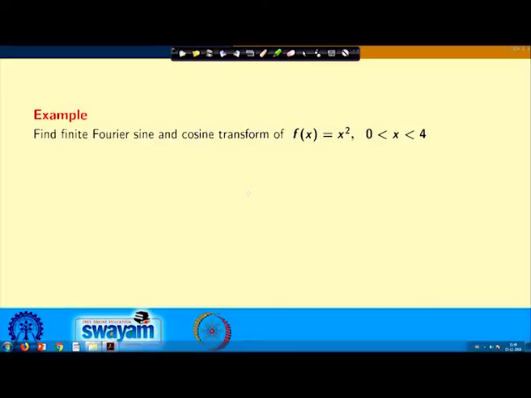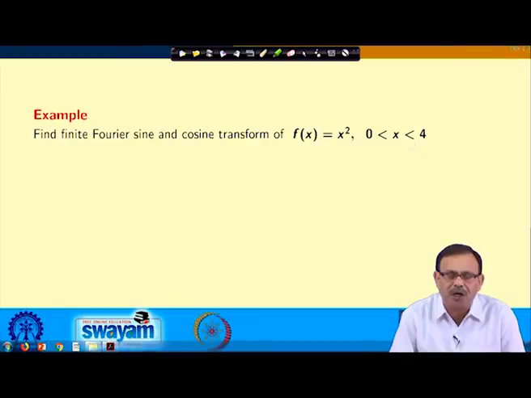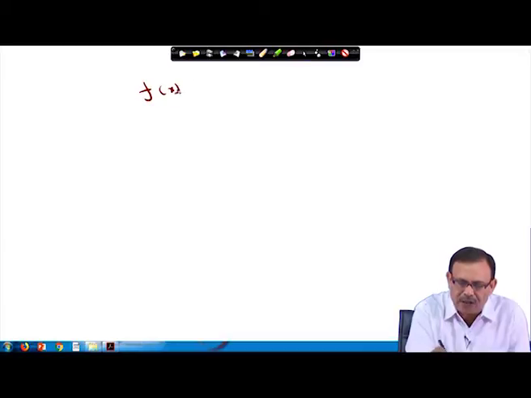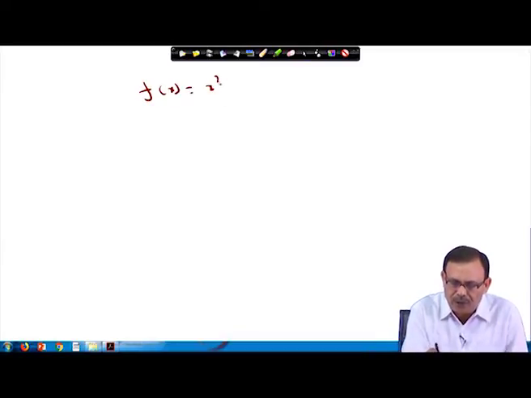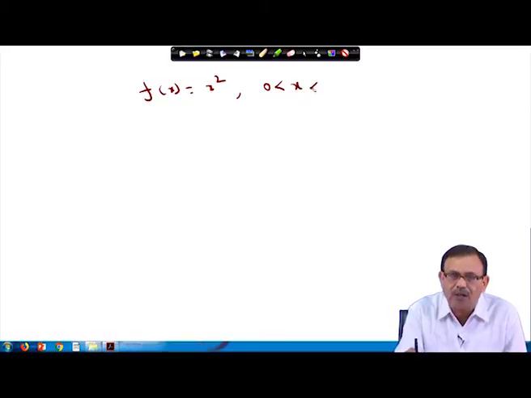We want to find the Fourier sine and cosine transform of f(x) equals x square, where x lies between 0 to 4. In general, to use the Fourier cosine and sine transform, x should lie between 0 to infinity, but here the function is defined from 0 to 4. So, we are forced to use the finite Fourier cosine or sine transform. We want to find first the Fourier sine and then the Fourier cosine transform of this function.